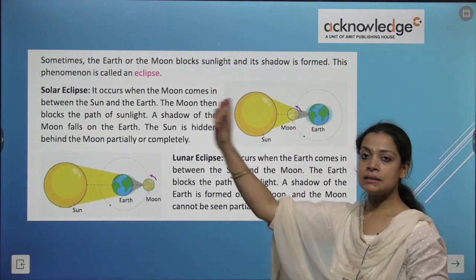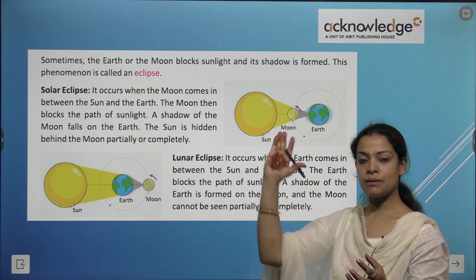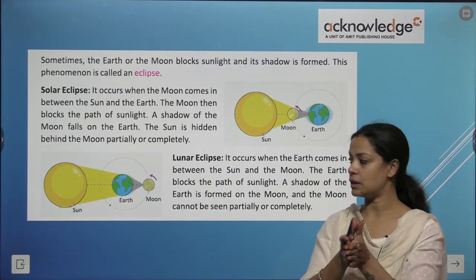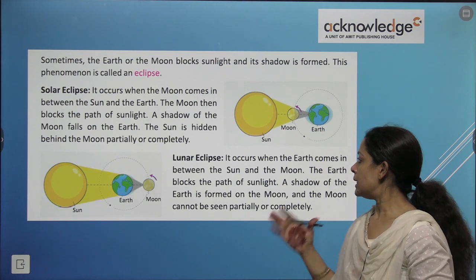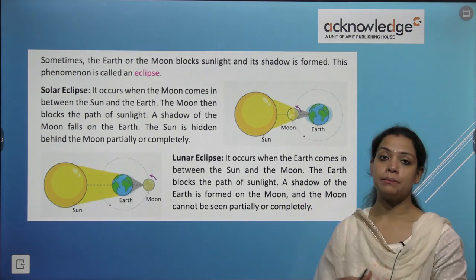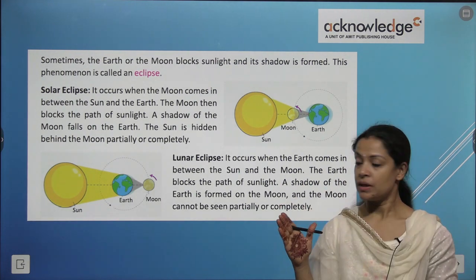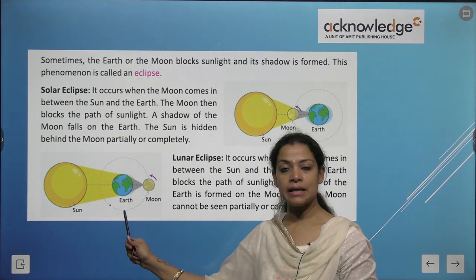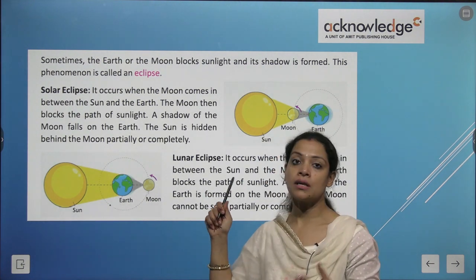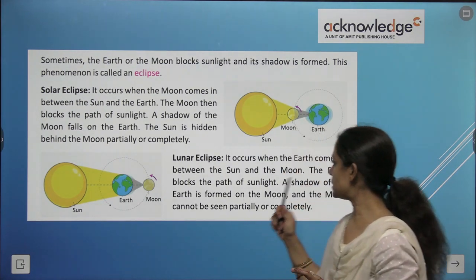And lunar eclipse, in this case solar eclipse form होता है when moon blocks the light of the sun. Now during lunar eclipse, that is lunar means moon, it occurs when the earth comes in between the sun and the moon. So जब sun और moon के बीच में earth आ जाता है, during that time what happens? Lunar eclipse. इस केस में क्या होता है?